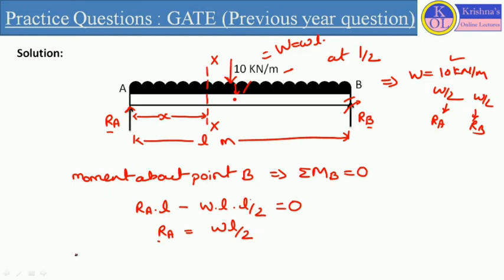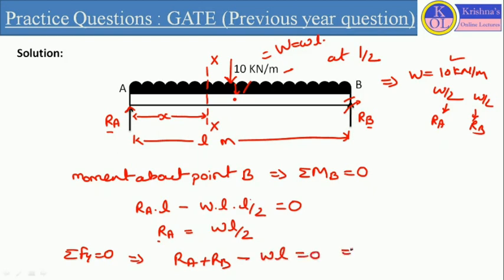Now, if we apply another condition, that is summation of Fy equals 0. In that case, how many forces are we considering in the y direction? RA, RB, and this total 10 kilonewton per meter load. So it will be RA plus RB, both vertically upward, minus 10 kilonewton, or w into L, equal to 0. With the help of this, we can define the value of RB. We put the value of RA, WL by 2, and that is equal to WL. So RB will be WL by 2. So here we have both the values of RA and RB, so we have the reaction values.